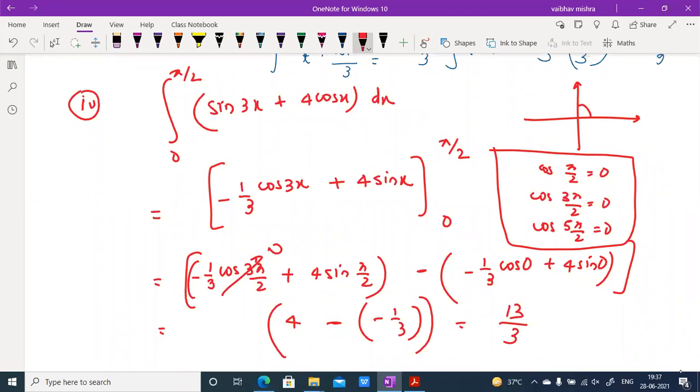If anyone has a doubt, keep asking about this integration. Sir, yes for sin 3x, we got 1 by 3 because 3 is the coefficient of x. Correct. Sin 3x integration would have been minus cos 3x, but there is a coefficient of x, so we have to divide by that coefficient. In the second term cos x there was no coefficient, so we didn't divide by anything. Okay, sir.